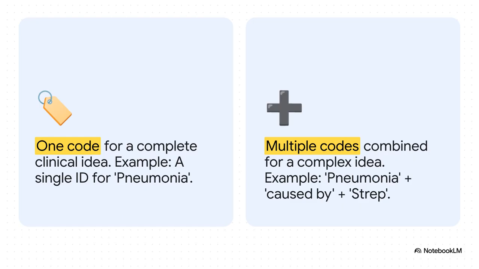Now, SNOMED CT is pretty clever in how it handles complexity. It does it in 2 ways. For simple stuff, you just use one pre-coordinated code. Bam, pneumonia, done. But for more complex ideas, you use post-coordination. This is where you combine multiple codes. So you would take the code for pneumonia, add the code for caused by, and then the code for streptococcus. It gives you both simplicity and this incredible expressive power. And hey, this pre versus post-coordination thing, it's a classic exam topic, so make sure you lock this one in.